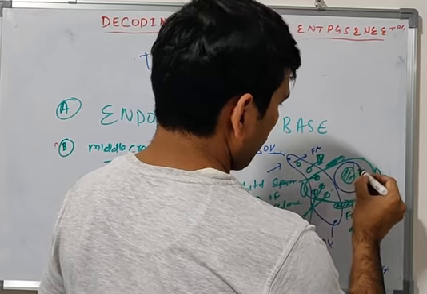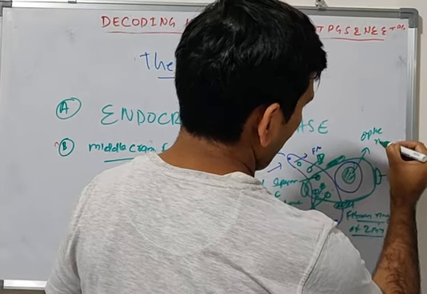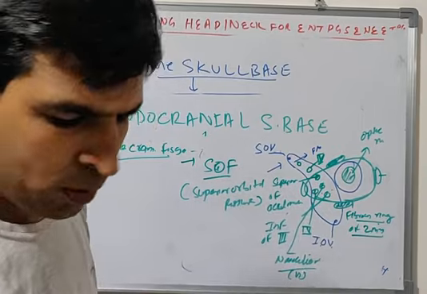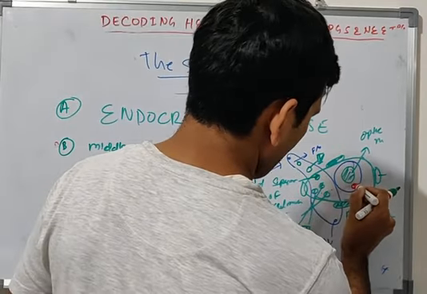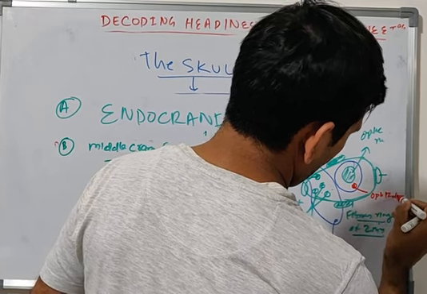Okay. This is the optic canal, and in the optic canal this is the optic nerve, and inferolaterally you will find the ophthalmic artery. This is the end artery to the retina.